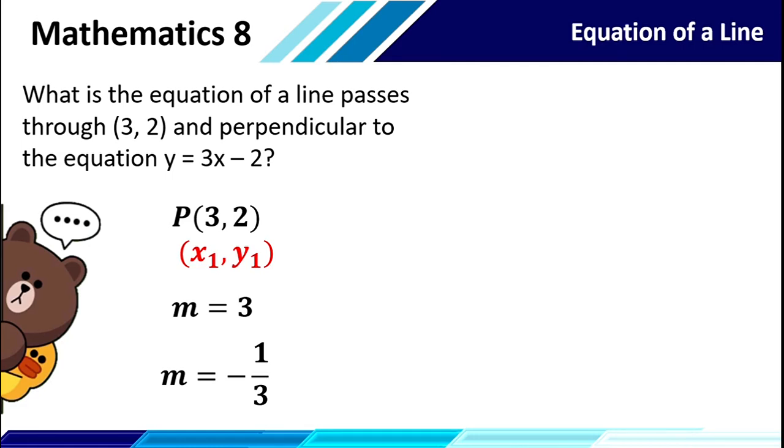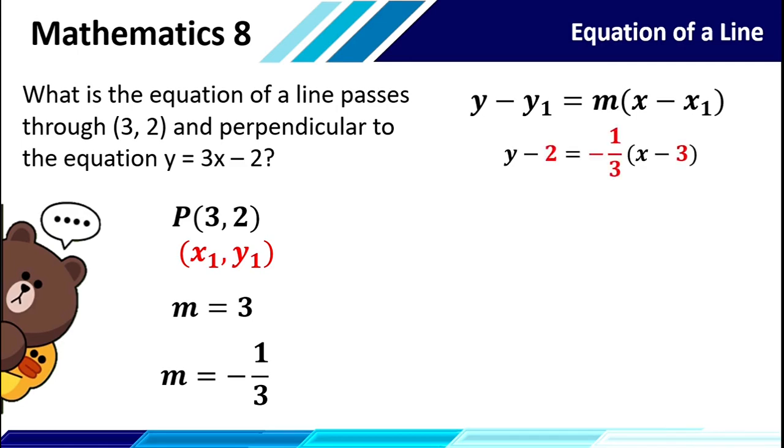So again, we will be using the point-slope form, which is y - y sub 1 = m times the quantity (x - x sub 1). Let's just substitute our given to the formula. So we will have y - 2 = -1/3 times the quantity (x - 3). Let's distribute our slope to the factors inside the parentheses. So we will have y - 2 = -1/3 x + 1.